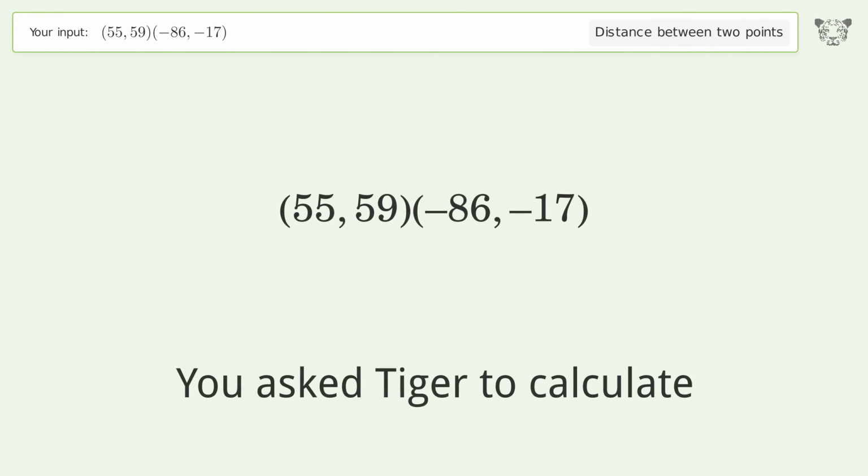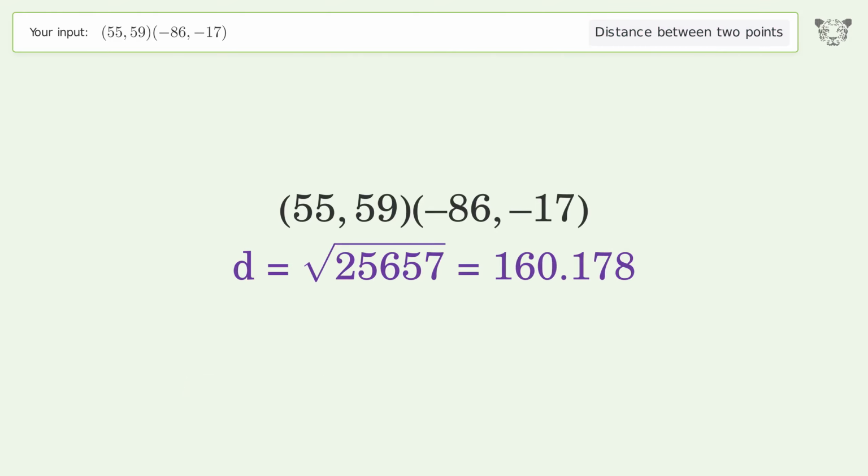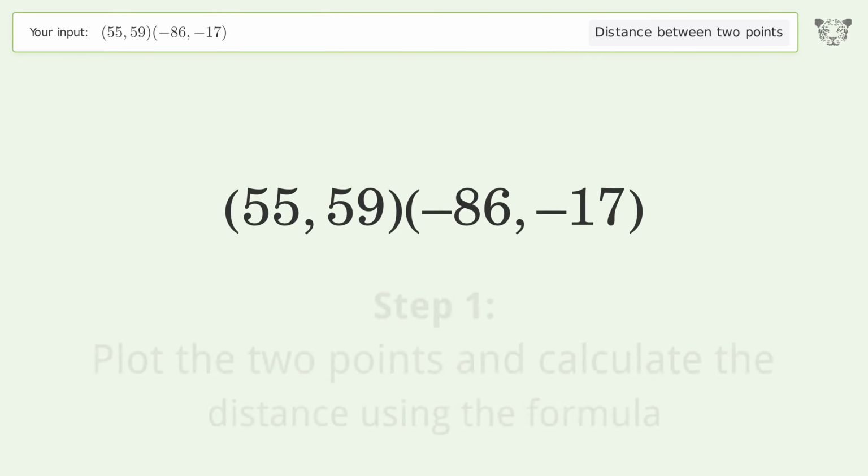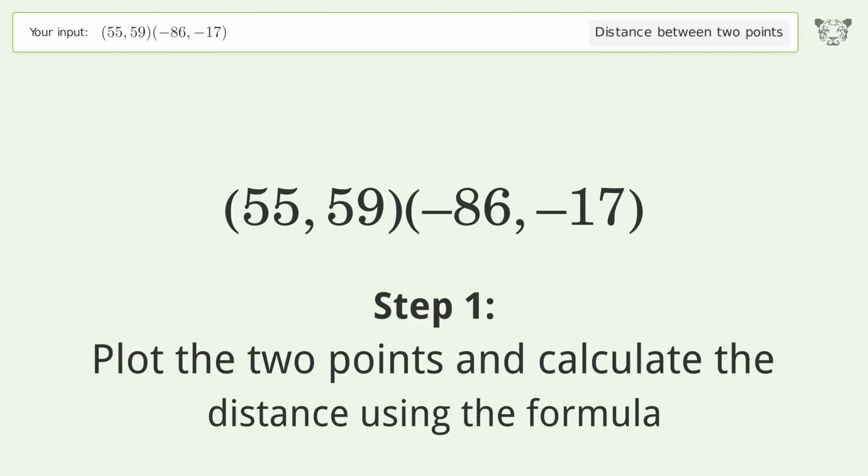You ask Tiger to calculate. This deals with the distance between 2 points. The distance between the 2 points is the square root of 25,657 or 160.178. Let's solve it step by step. Plot the 2 points and calculate the distance using the formula.